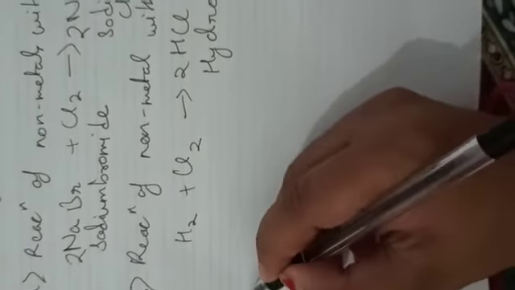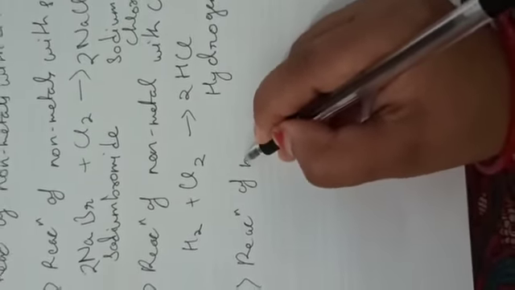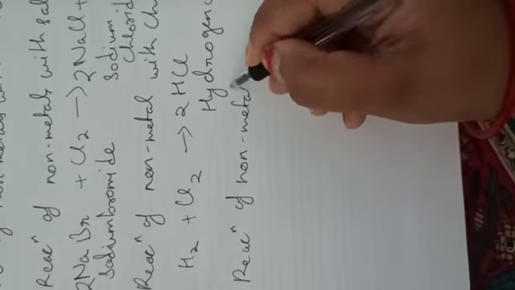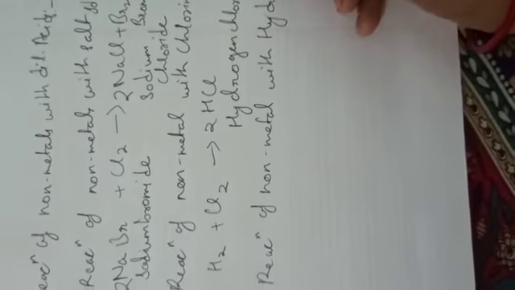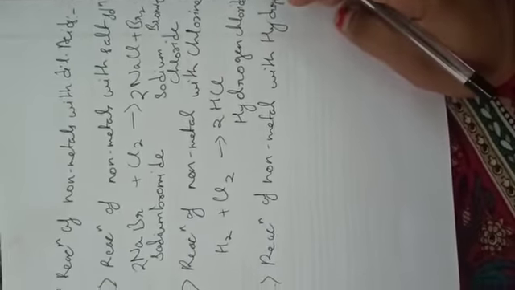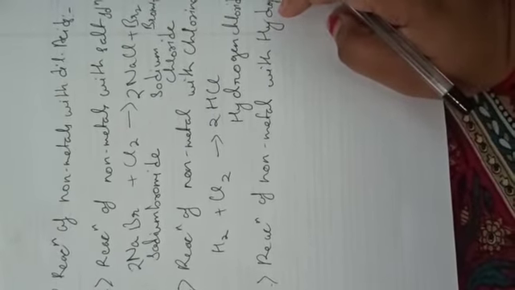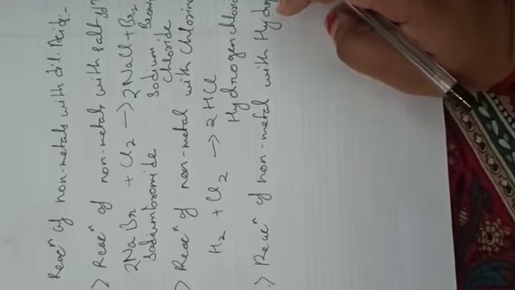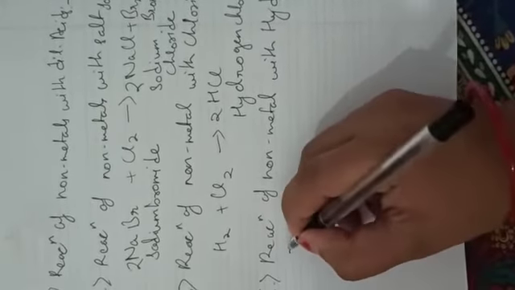Okay, so students, now let's discuss the reaction of non-metals with hydrogen. Okay, so students, non-metals react with hydrogen to form covalent hydrides. Okay, so for example here, let's take the example of sulfur.